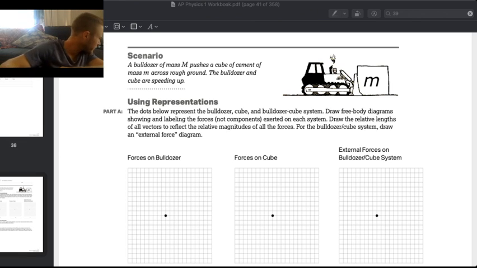So I've got 4 pages from the workbook for you. This is going to be on forces. And then tomorrow we're going to talk about circular motion and gravity. And then Friday we're going to start talking about energy.